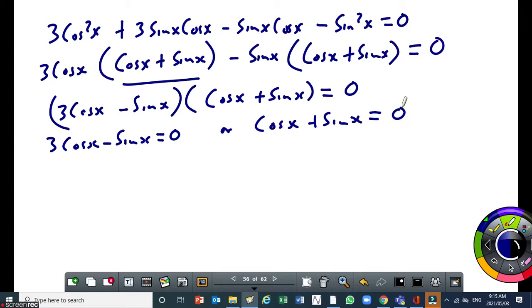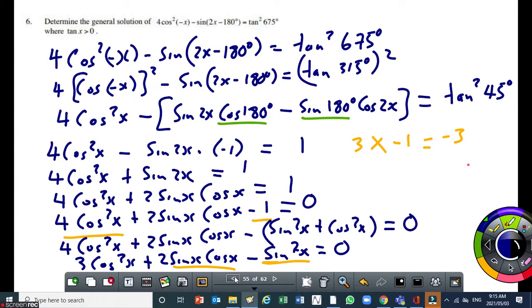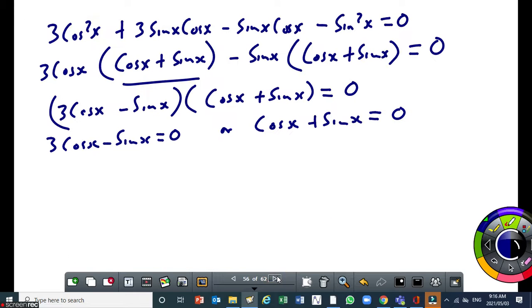Now, before I get on here, I just want to take you back to the original question. The original question has a restriction, or a condition. The condition is that tan x must be greater than 0. Okay? That's very important because we have two equations here, right? We have two equations here, and both of them are going to have tan.